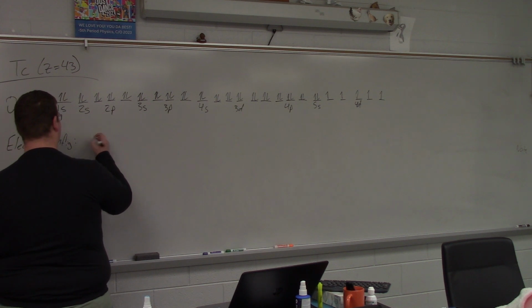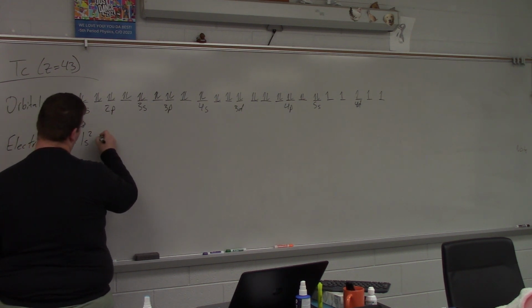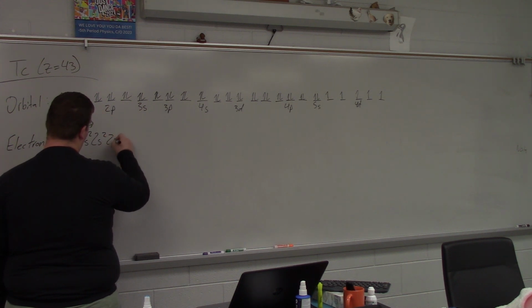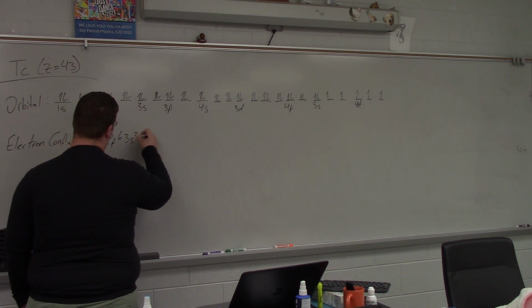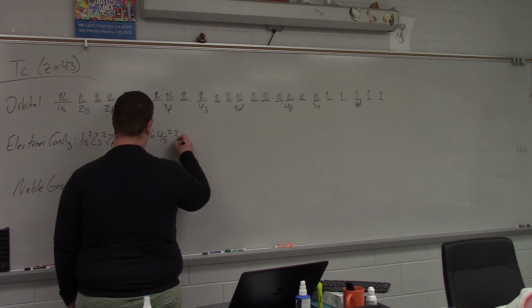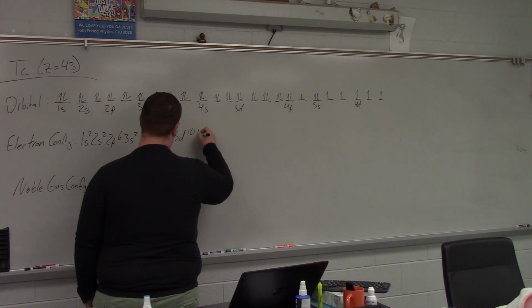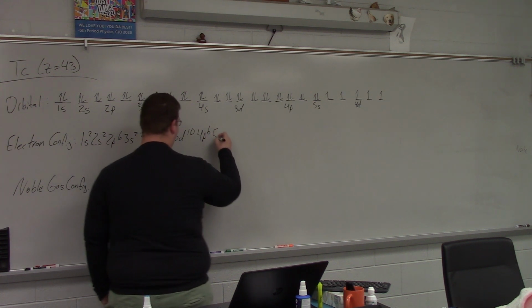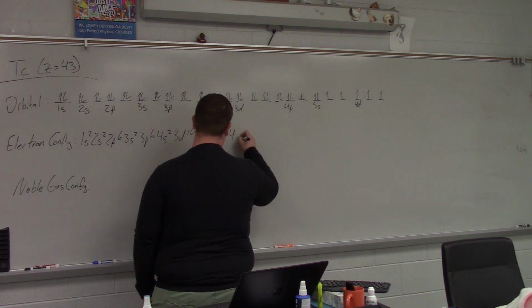So the electron configuration does away with the arrows and the dots. So 1s2, 2s2, 2p6, 3s2, 3p6, 4s2, 3d10, 4p6, 5s2, 4d5.